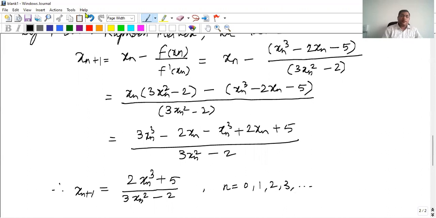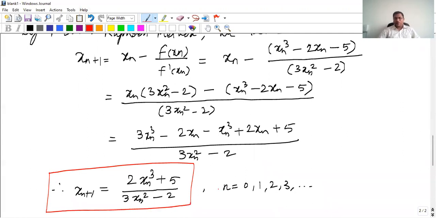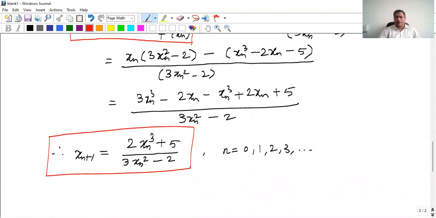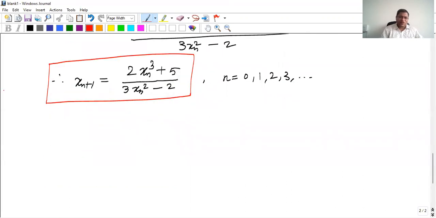Now this is the general formula to find the root for this particular example. For every example, we have to find this expression. For this example, we got xn plus 1 is equal to 2xn cube plus 5 upon 3xn square minus 2. So is that okay up to here? Yes, sir. That's good.